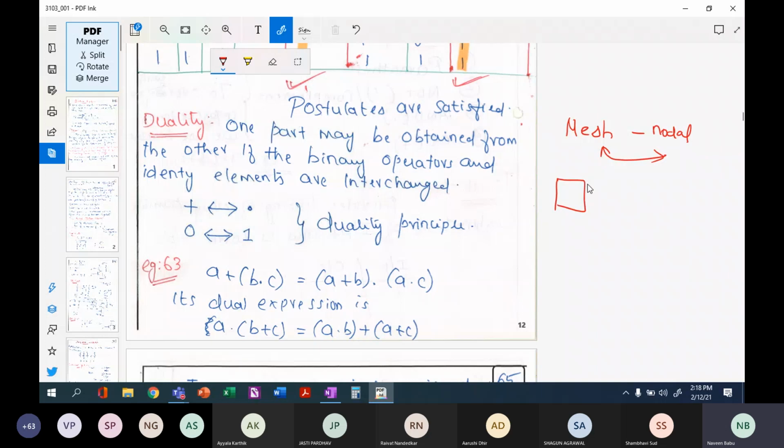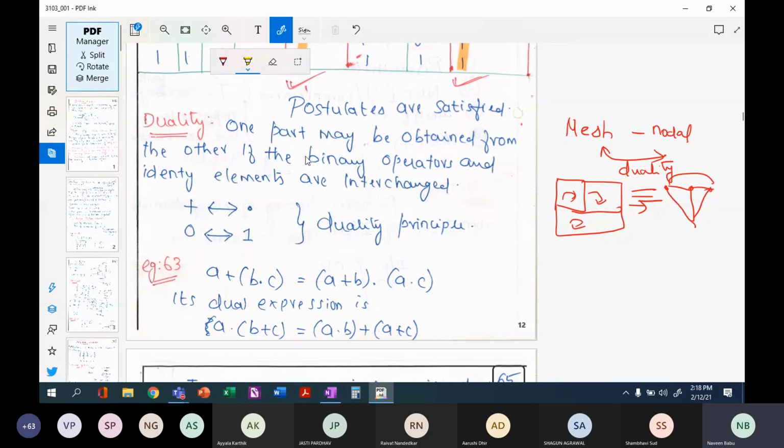What do you mean by that? If you have a circuit like this with three meshes here, then this circuit can be transformed into an equivalent nodal analysis circuit with three nodes. Right? This circuit and this circuit will be equivalent by the concept of duality. Similarly, in Boolean algebra also, the duality principle is very, very powerful.